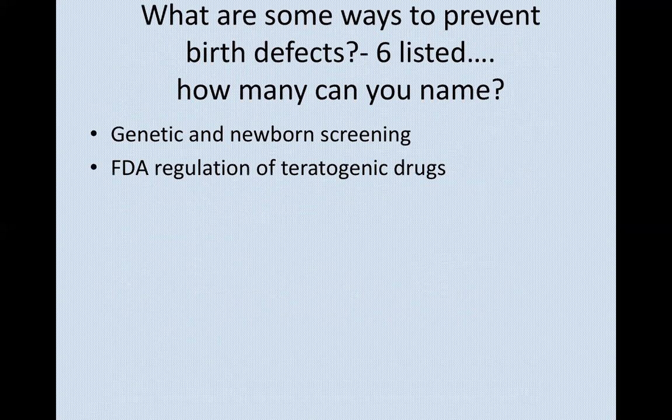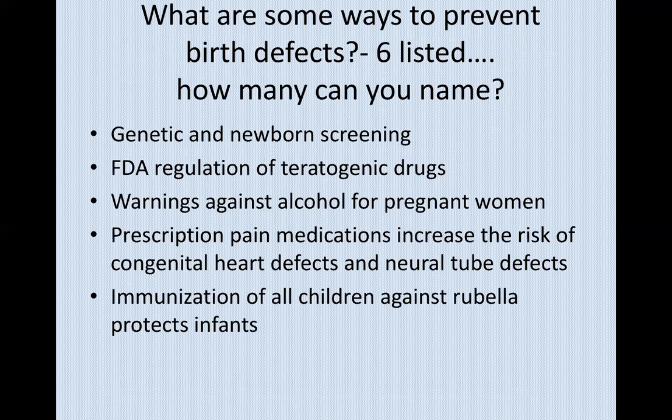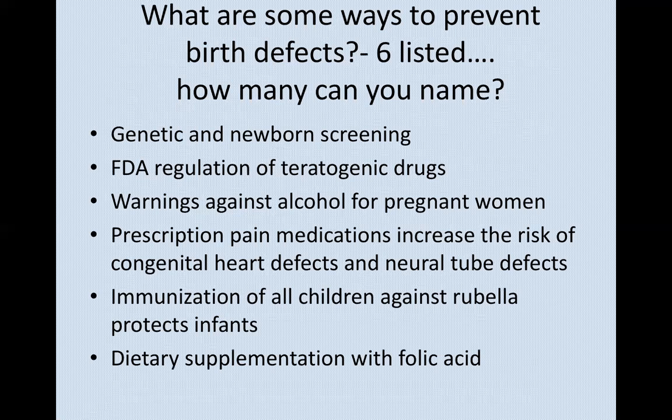So what are some ways that you could prevent it? Can you name 6 of them? I just went down 4. Can you name the last 2? Genetic and newborn screening, FDA regulation of teratogenic drugs. Yes, say that 5 times. Warnings against alcohol for pregnant women, prescription pain medications, immunizations of children against rubella, because that is an infectious teratogen, and then dietary supplements with folic acid. Okay.